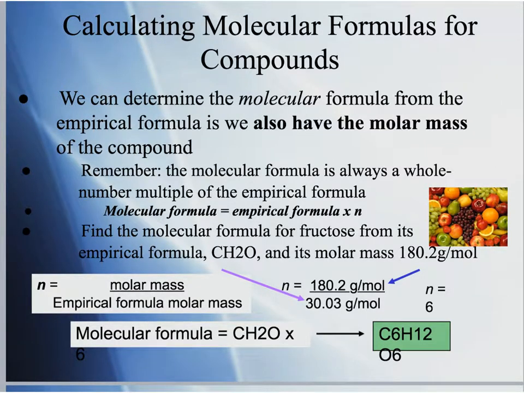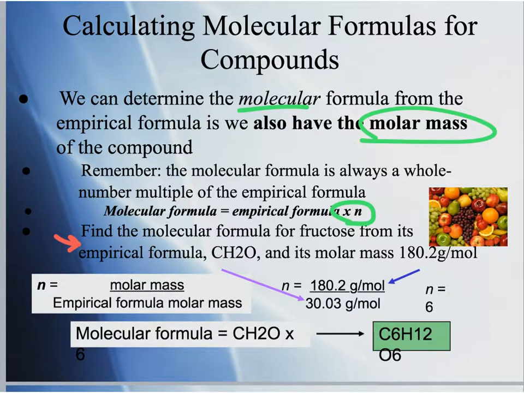Okay, so here we can determine the molecular formula from the empirical formula as long as we have the molar mass of the compound. So just remember the molecular formula is always a whole number multiple of the empirical formula. So molecular formula is going to be the empirical formula times some factor of n. And if we know the factor of n and we know the empirical formula, we can do the math to figure out the molecular formula.